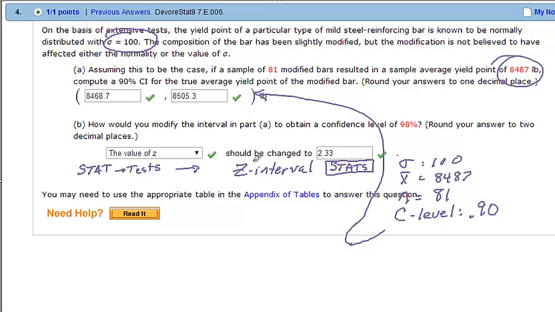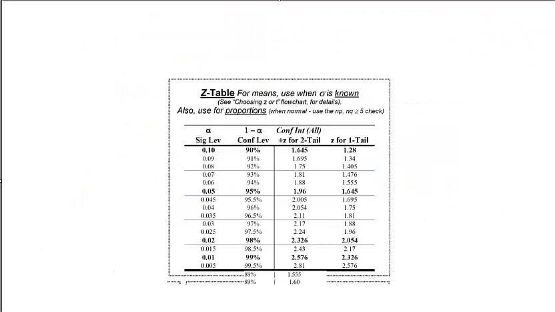The next question asks you, how do you modify the interval in order to obtain a 98% confidence level? How would we modify it? Well, really what we would have done was we would have changed our 0.90 to 0.98 because we used the calculator and the pre-programmed formulas. But just to make sure that you know how to look it up in the table, I've got a table all set up here, and I would look up 98%. There he is right there.